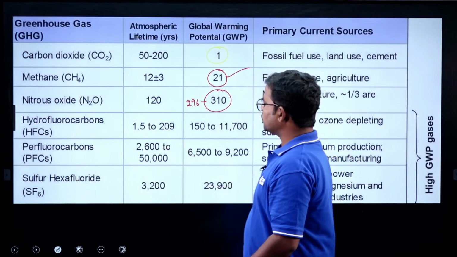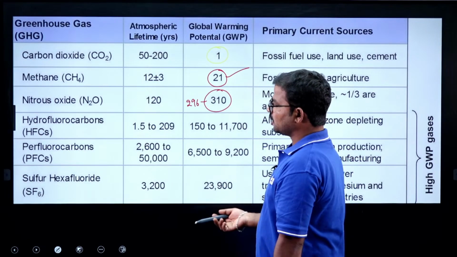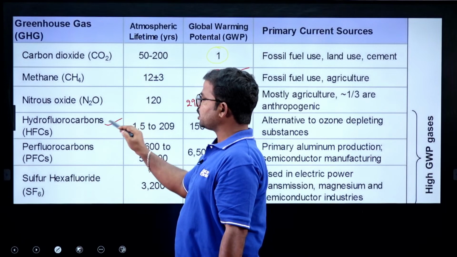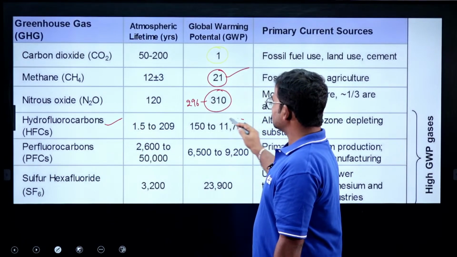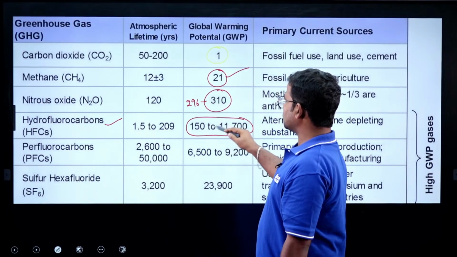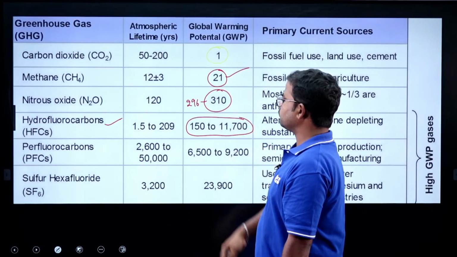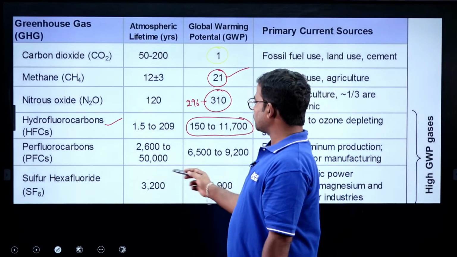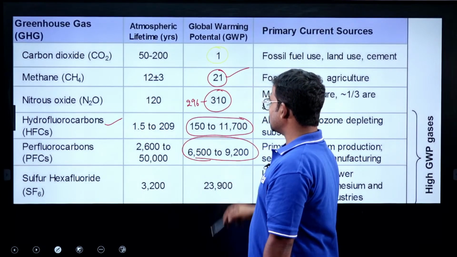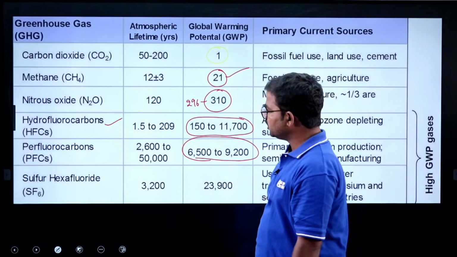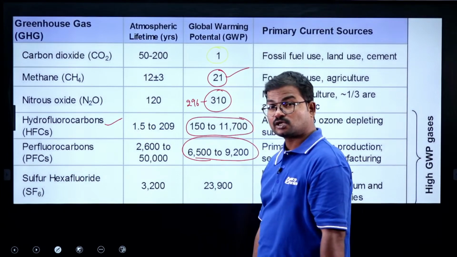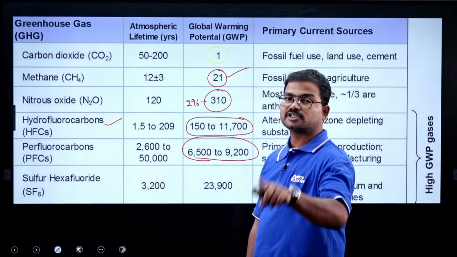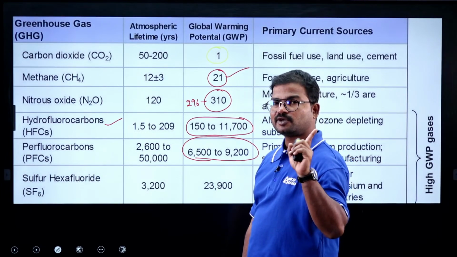Next, hydrofluorocarbons. We have different types of hydrofluorocarbons. Most of the hydrofluorocarbons have a global warming potential between 150 and 11,700. Next, perfluorocarbons: 6,500 to 9,200. So which one has the highest global warming potential? You should remember that one. You only have to remember the chemical name.